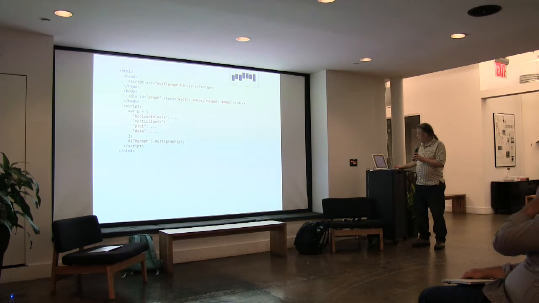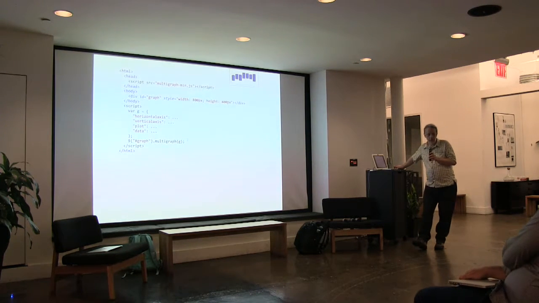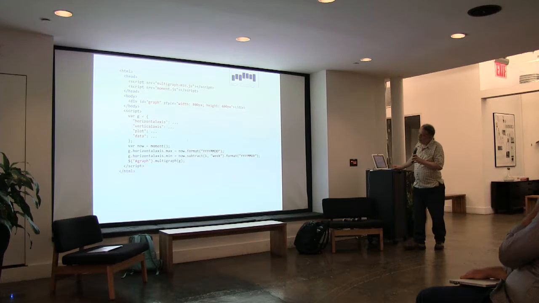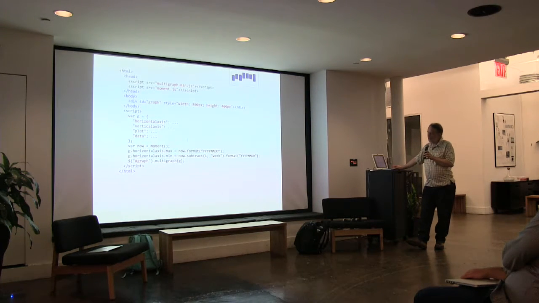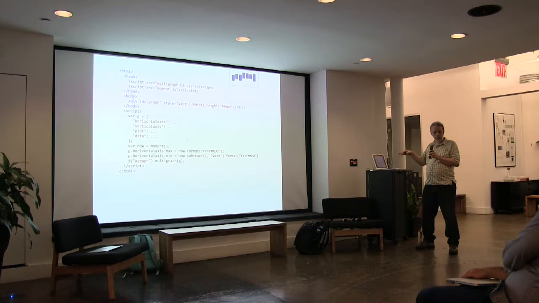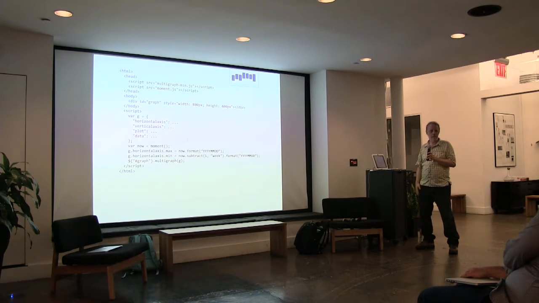And then that opens up the possibility to do all kinds of more interesting stuff, like here's a program that modifies the initial max and min settings on the horizontal axis to always be the last week. So whenever the user pulls this up, it'll show the last week's worth of data.